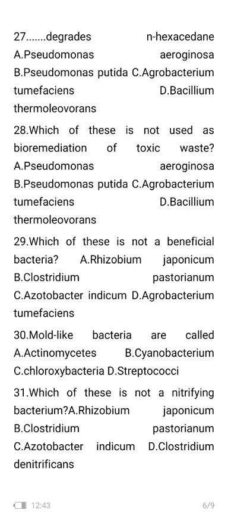N-hexadecane. So the answer is temulivorans. Okay, the answer is we have option A, Pseudomonas aeruginosa. We now have B, Pseudomonas putida, and we have C as Agrobacterium tumefaciens, and we have D as Bacillium temulivorans.